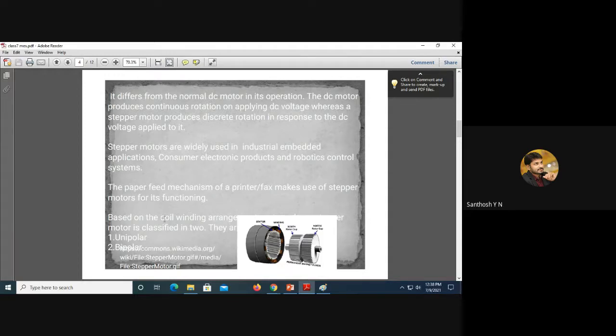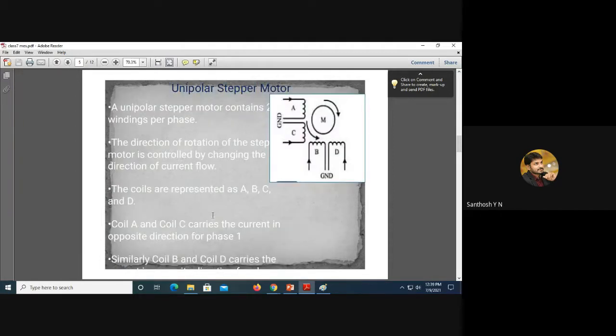Based on the coil windings, the motor is classified into unipolar and bipolar. The stepper motor has windings internally, and based on the windings there are two types: a unipolar stepper motor and a bipolar stepper motor. So this is a unipolar stepper motor.